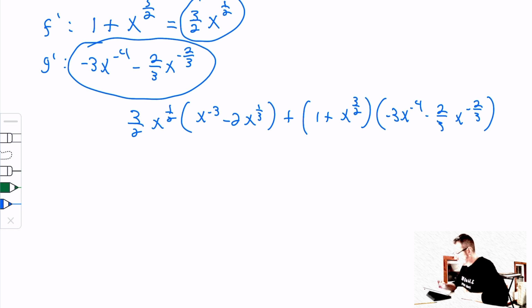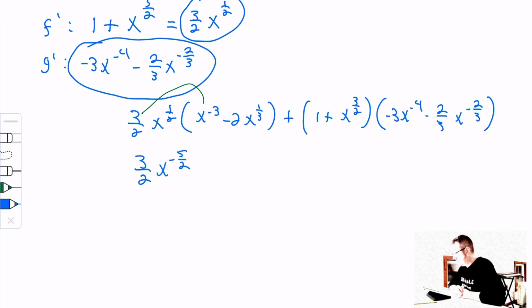So I'm going to start here. 3/2 x to the 1/2 times x to the negative 3. Well, 3/2 times 1 is 3/2. Now x to the 1/2 times x to the negative 3. Well, x to the negative 3 is like saying negative 6 over 2. So 1/2 take away 6 over 2 would be negative 5 over 2.